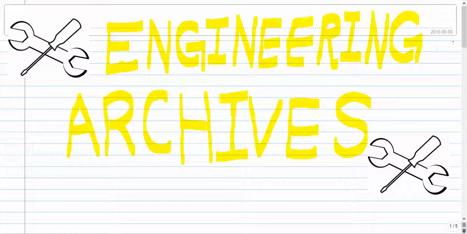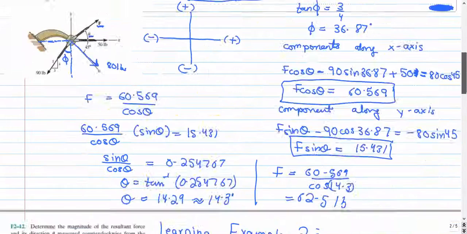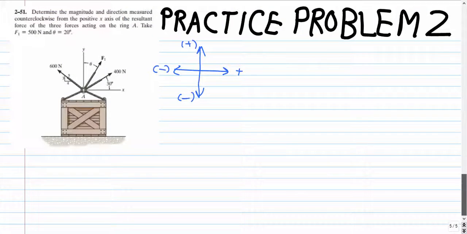Let's look at our practice problem number 3 for the chapter Co-planar forces. This question says, determine the magnitude and direction measured counterclockwise from the positive x-axis of the resultant force of the three forces acting on the ring A. Take F1 equals 500 Newton and theta equals 20 degrees. So F1 is equal to 500 newtons while theta is equal to 20 degrees.